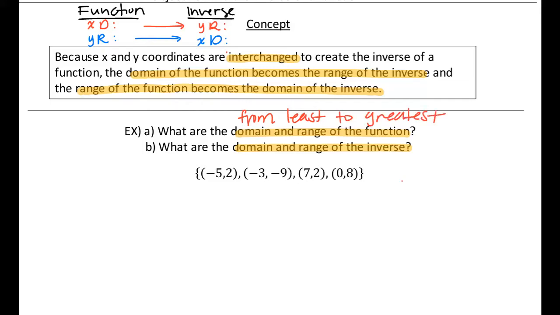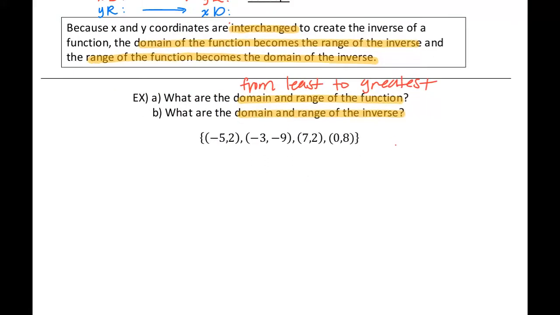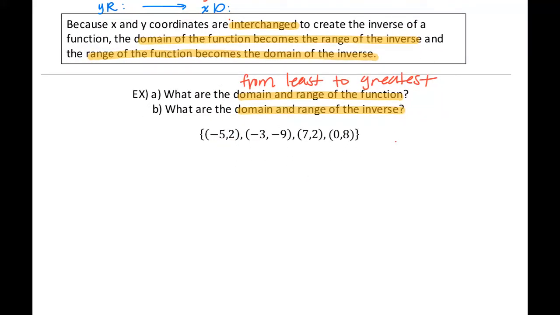Okay. And then you also ignore any of the values that are repeated. So if I look at this function, I've got negative 5, 2, negative 3, negative 9, 7, 2, and 0, 8. So I need to talk about the function, and then I also need to talk about the inverse.